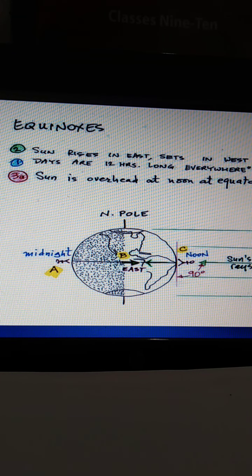Dear students, look at the figure again. On 21st March, both north and south pole keep equal distance from the sun, but 1.5 months before 21st March and 1.5 months later than 21st March, for these 3 months, it is spring season in the countries of the northern hemisphere, and it is autumn season in the countries of the southern hemisphere.